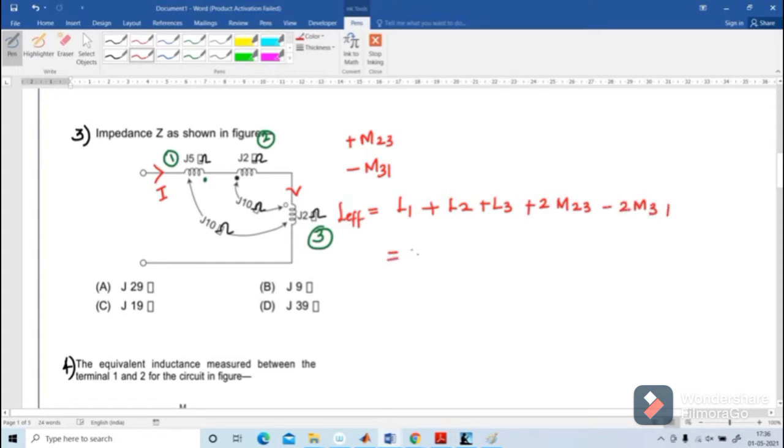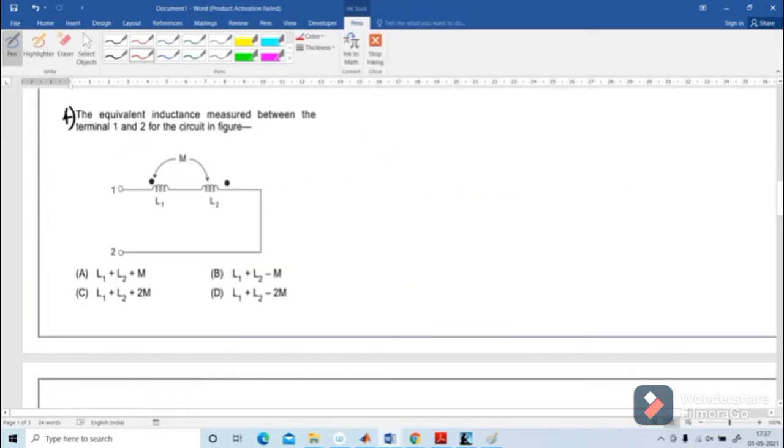What is L1? J5. What is L2? J2. L3 is also J2. Plus 2M23, that is 20J. M23 is 10J, so 20J. Minus M31 is also 10, so minus 20J. Both the 20J get cancelled. What is the net inductance? J9 is the correct answer. Option B is correct.